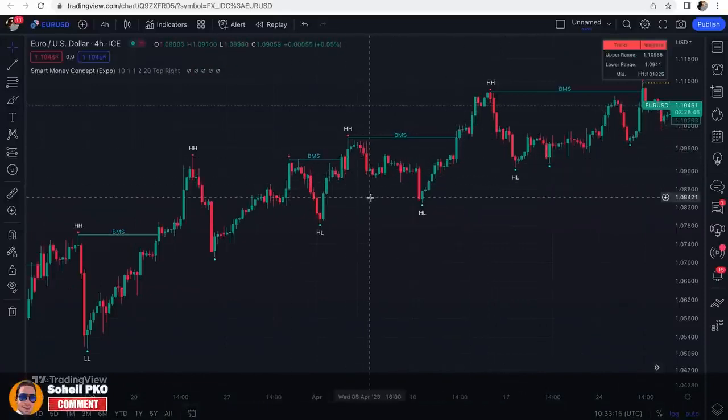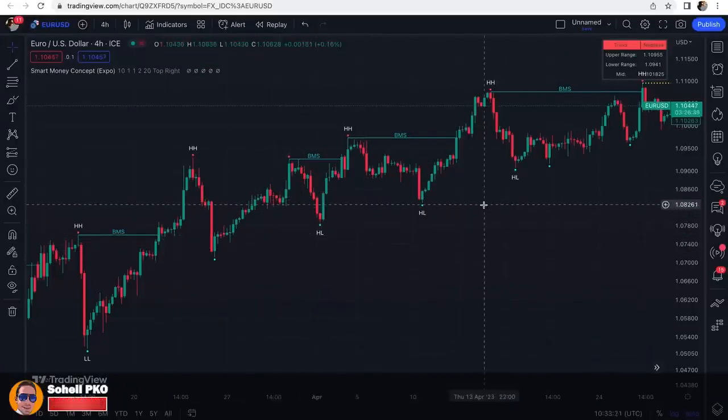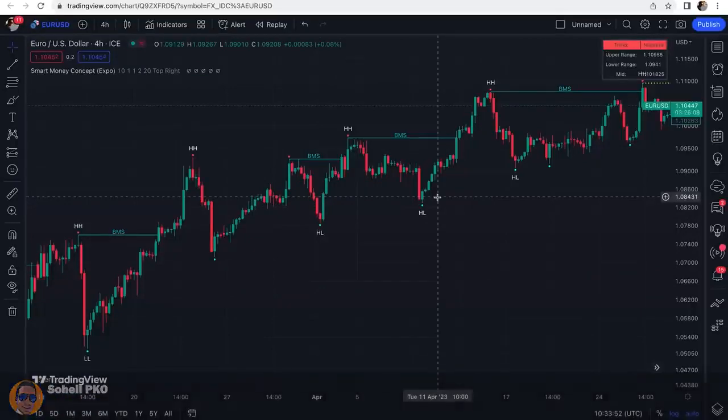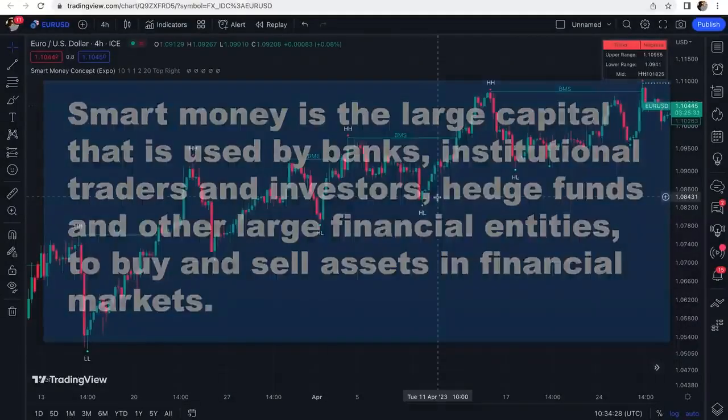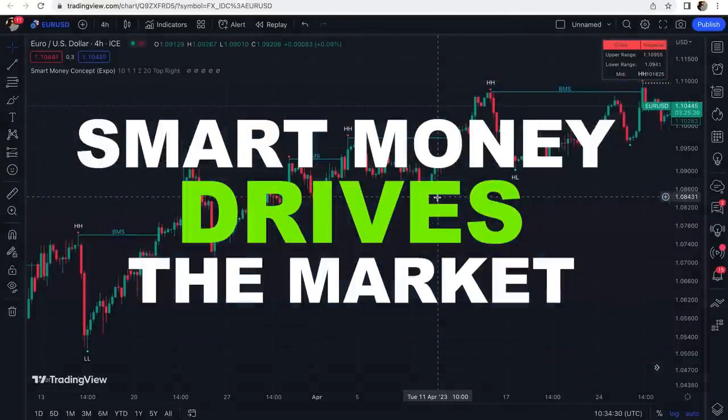If you're familiar with Smart Money Concept trading techniques, you know what they mean and how they are used for trading. And if you're not familiar with Smart Money Concept and these levels and words, don't worry, I'll explain them now. Smart money is the large capital that is used by banks, institutional traders and investors, hedge funds, and other large financial entities to buy and sell assets in financial markets. Actually, that's the smart money that drives the market considerably.